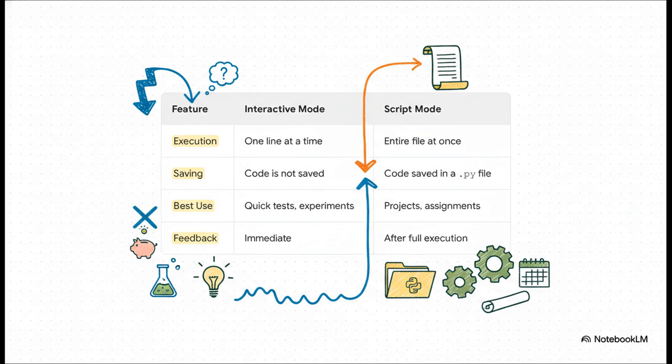Interactive mode gives you that immediate feedback, one line at a time, but nothing saved. It's for experimenting. Script mode, on the other hand, runs the whole file at once, saves your work permanently in a .py file, and is built for your real projects. You're going to end up using both all the time.